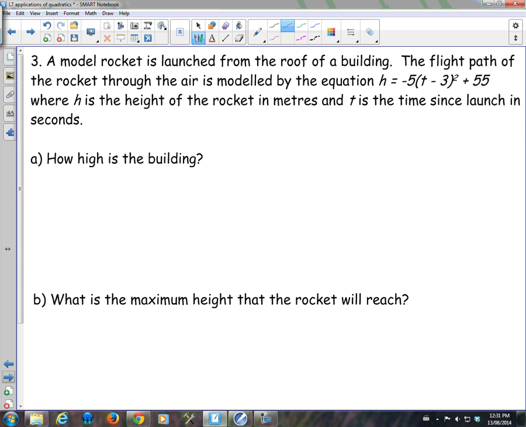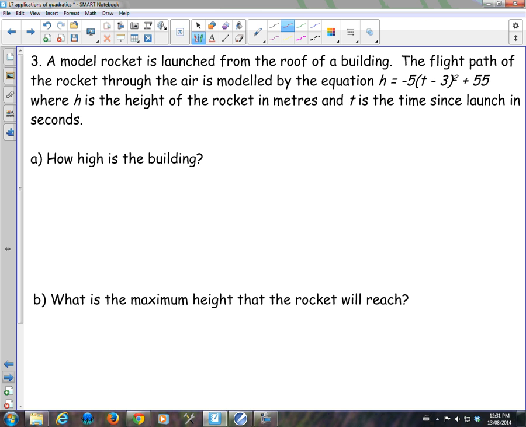Now we started this by talking about word problems, so let's actually look at a word problem. A model rocket is launched from the roof of a building. The flight path of the rocket through the air is modeled by the equation h equals -5(t - 3)² + 55, where h is the height of the rocket in meters and t is the time since launch in seconds. And then we've got some questions to answer.